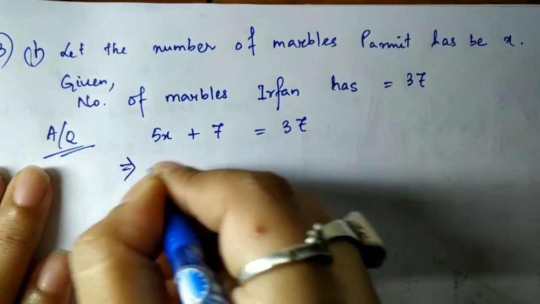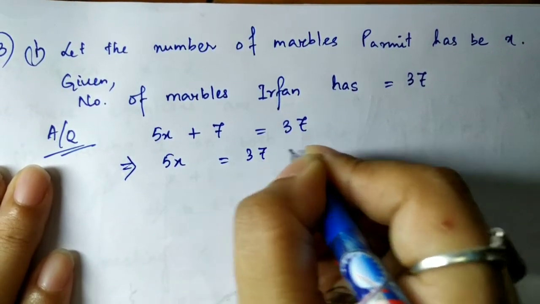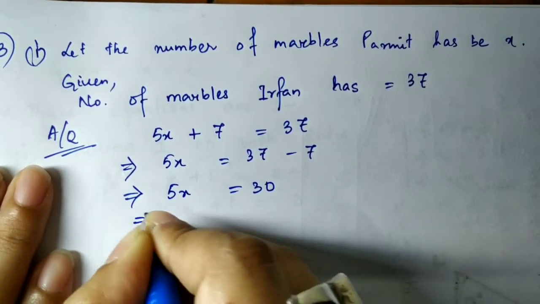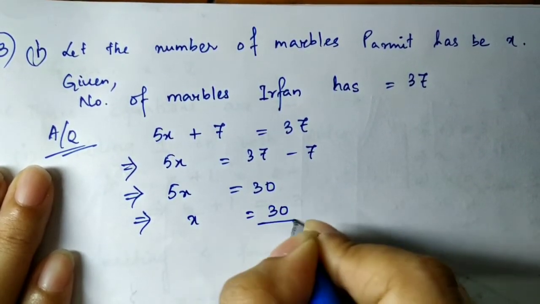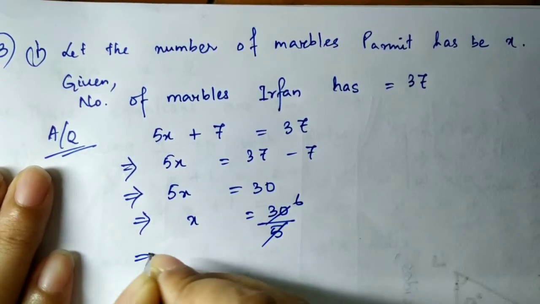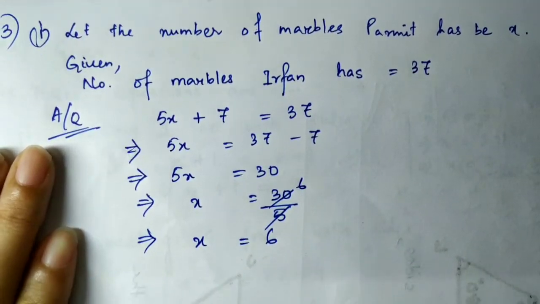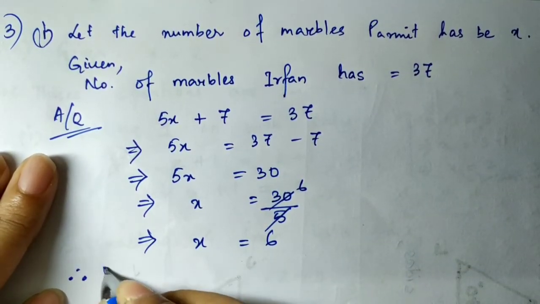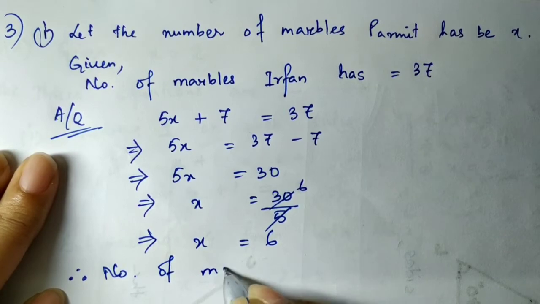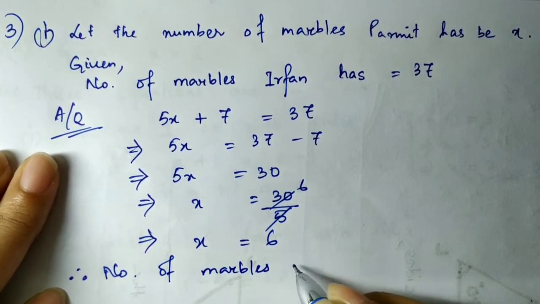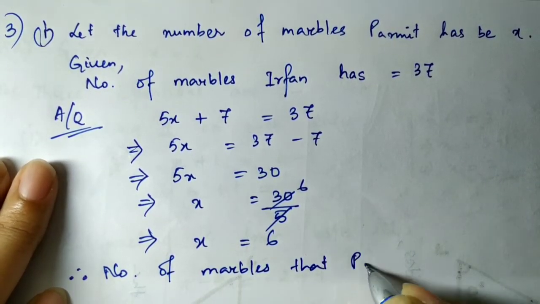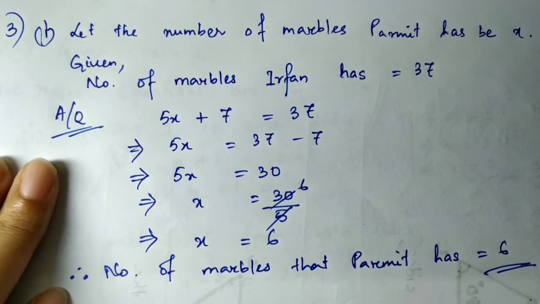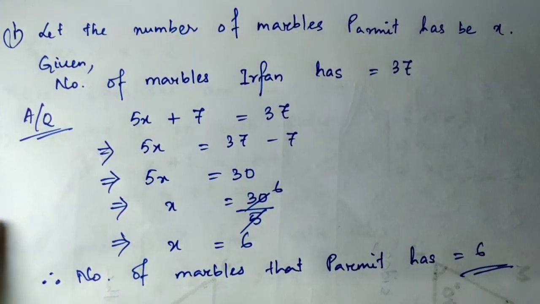So let's solve it. 5x equal to 37 minus 7. 5x equal to 30. This implies x equal to 30 divided by 5, which is 6. So x is equal to 6. What was x? The number of marbles that Parmeet has. Therefore, the number of marbles that Parmeet has is equal to 6.